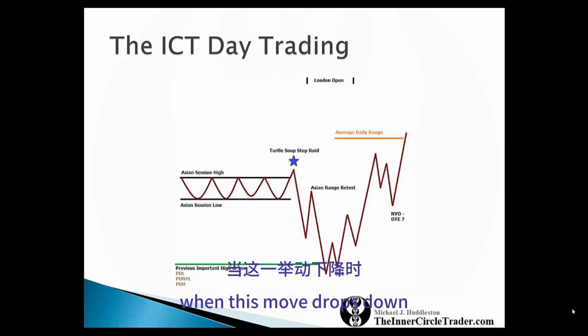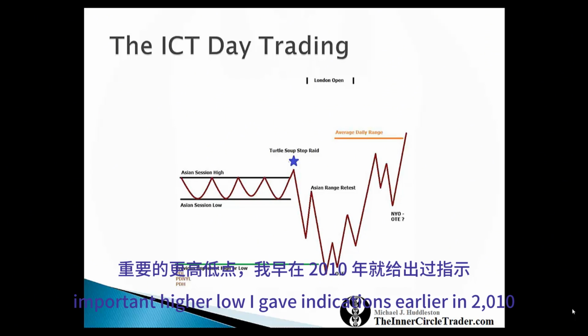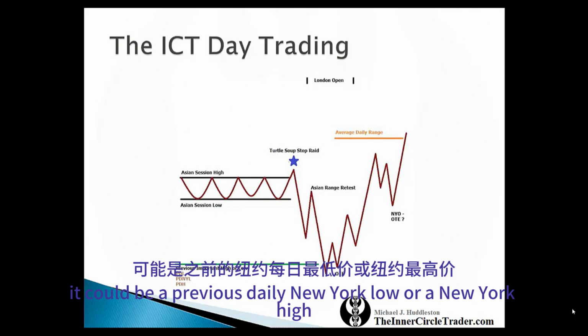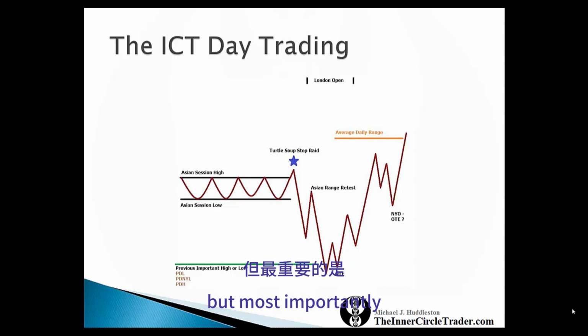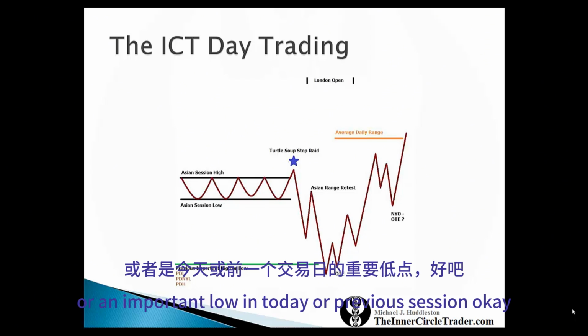When this move drops down into what we have identified here as a previous important high or low, I gave indications earlier in 2010 that it could potentially be a previous daily low. It could be a previous daily New York low or a New York high. It could be a previous day's high, okay? But most importantly, it's definitely going to be an order block of some kind or an important low intraday or a previous session.